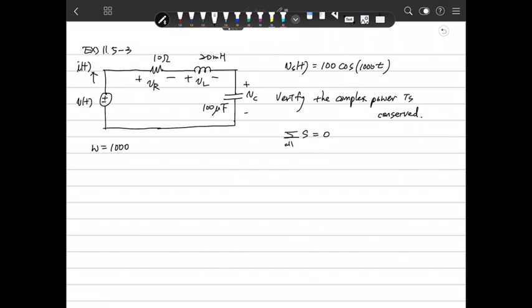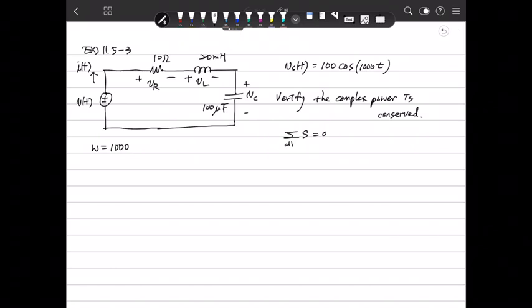So what should we do? To do that, we need to calculate each power: the power from the source, the power consumed by the resistor, the power consumed by the inductor, and the power consumed by the capacitor. So at first, we need to calculate the current phasor.